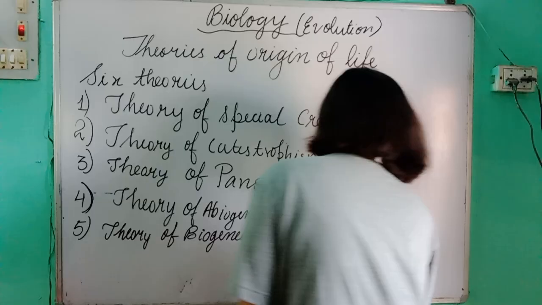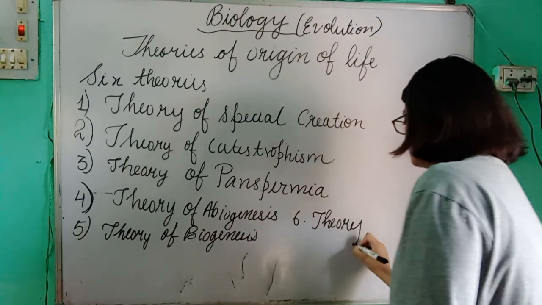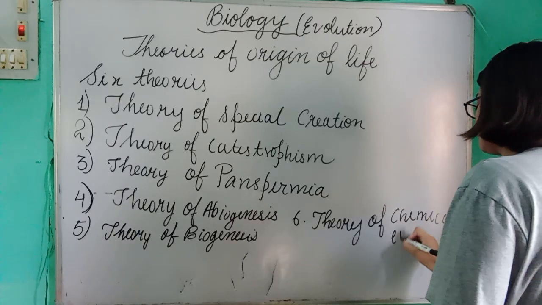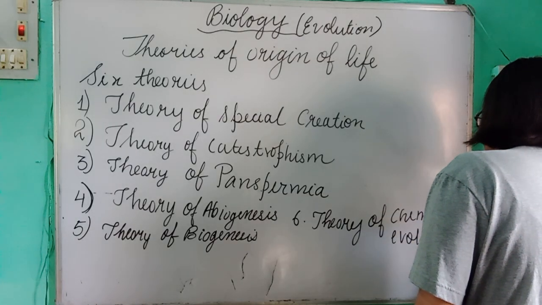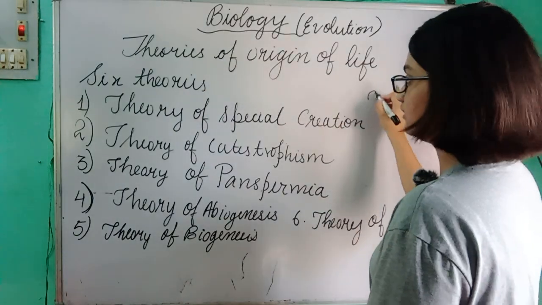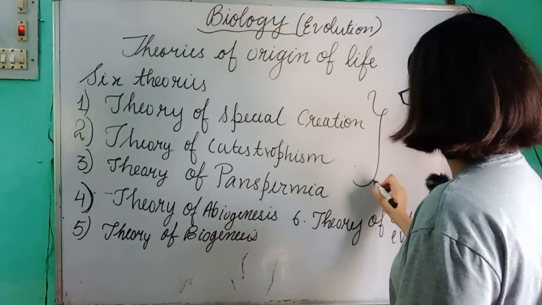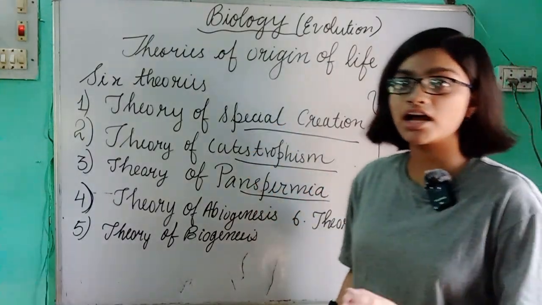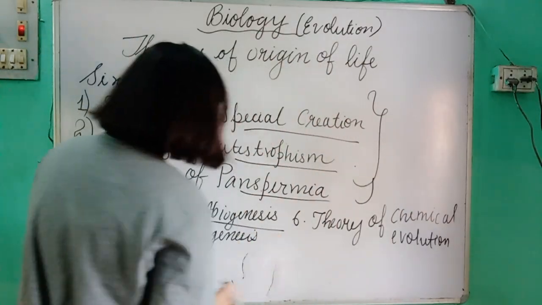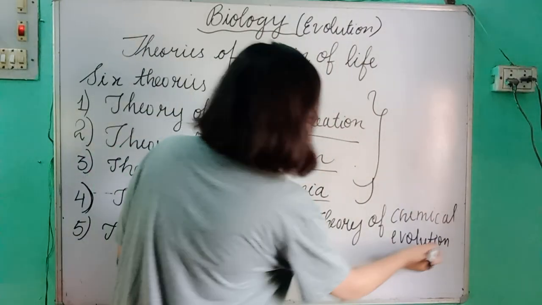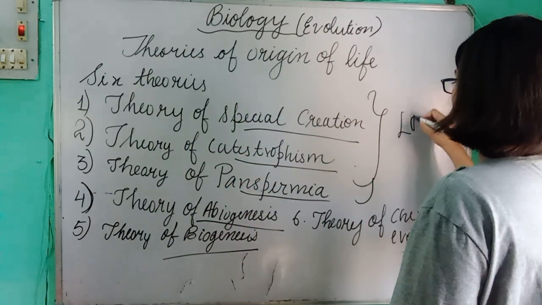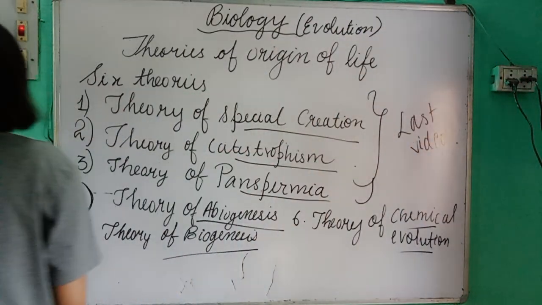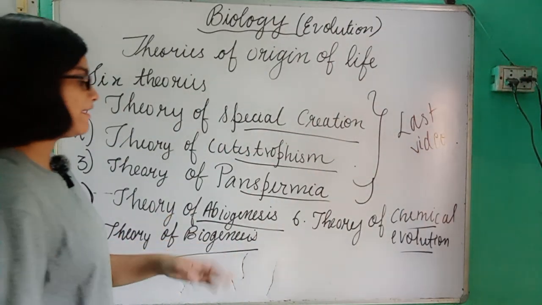The 6th theory, theory of chemical evolution. Among these 6 theories, we have already seen the first 3: theory of special creation, theory of catastrophism and theory of panspermia. Today we will cover the remaining 3 theories, that is theory of abiogenesis, theory of biogenesis and theory of chemical evolution. Let us start with theory of abiogenesis.